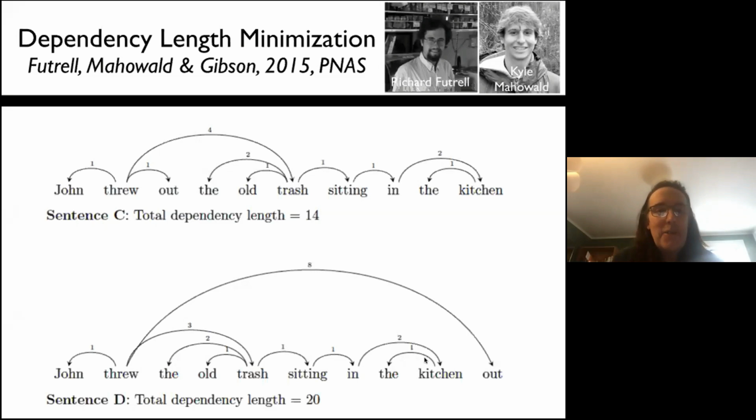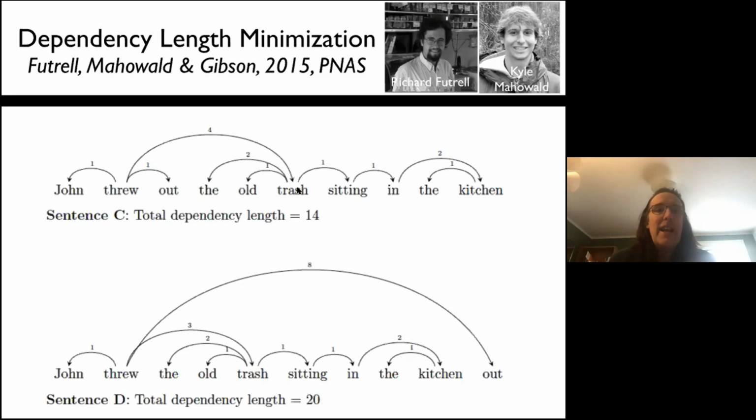And so here's what Richard did. He took dependency structures for many sentences, all the sentences you could find in all the different languages you could find. So here's a dependency structure for a sentence in English: John threw out the old trash sitting in the kitchen. And what I mean by a dependency structure is there's some head word associated with that whole sentence, threw, and it has dependents John, out, and trash. And then we have dependents of trash here, of old and the and sitting, and so on down this phrase structure, which is a dependency structure.